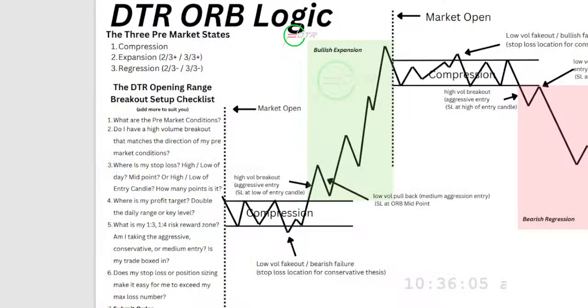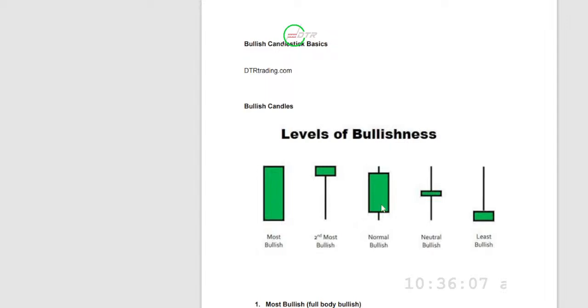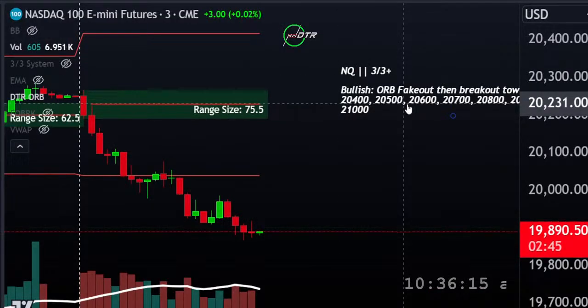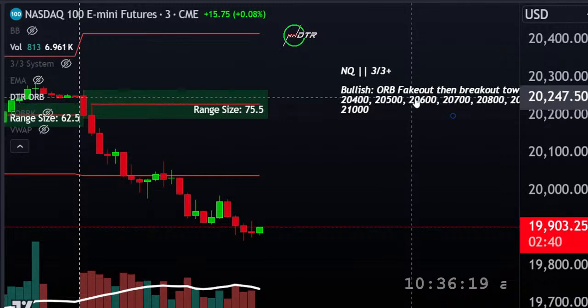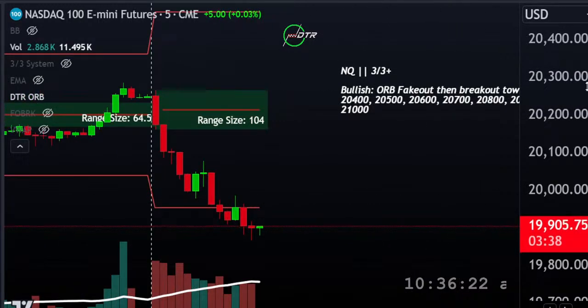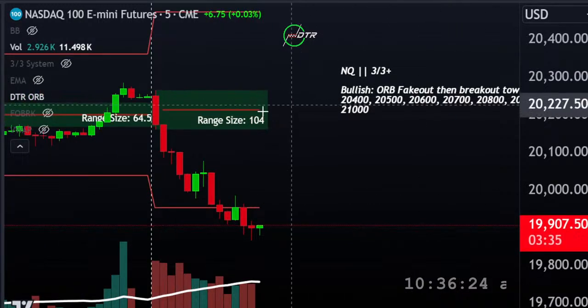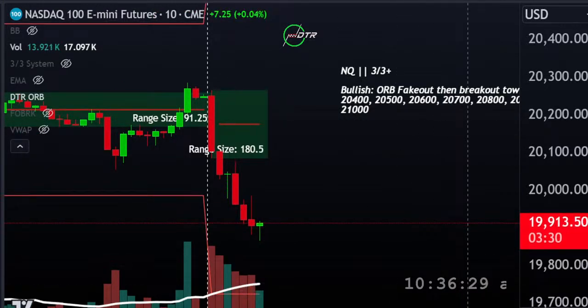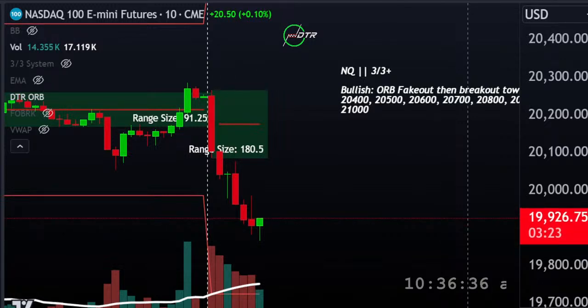No, we want our confirmation to look like candles 1, 2, or 3, not 4 or 5. Because a high volume doji just tells you that it's like a tug of war, right? That it's still a fight. Obviously, there will be times where that ends up being what looks like a good signal. But for me, I want my confirmation to look like a full body bullish, second most bullish, or normal body bullish for my reversal standard.